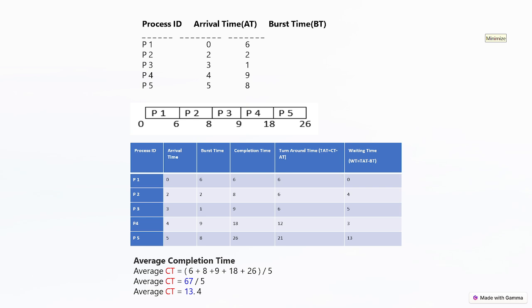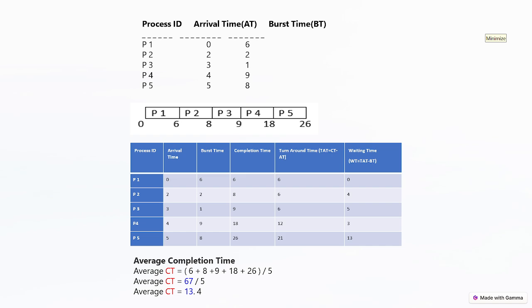So this completion time is the start time of process P4, and the burst time of P4 is 9. So 9 plus 9, 18. So 18 is the completion time of process P4. Then this 18 is the start time of the last process, which is P5. Here the burst time of process P5 is 8. So 18 plus 8 is equal to 26. This is the completion time of process P5.